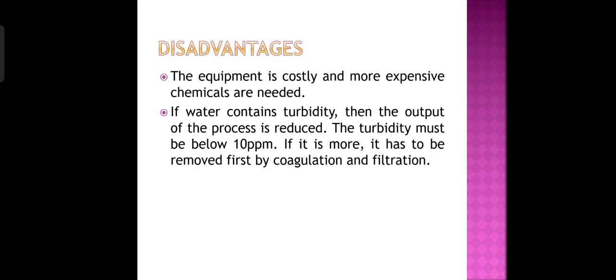Now coming to the disadvantages, the equipment is costly and more expensive chemicals are needed. If water contains turbidity, then the output of the process is reduced. The turbidity must be below 10 ppm. If it is more, it has to be removed first by coagulation and then filtration. So these are the two disadvantages of the ion exchange process.